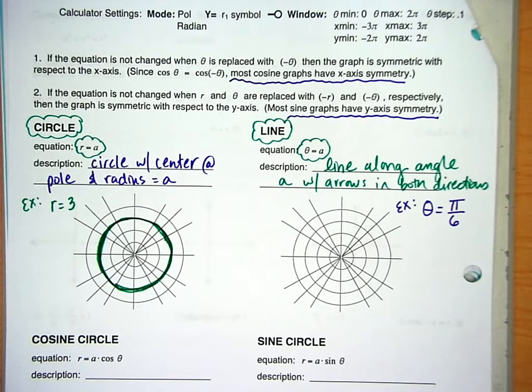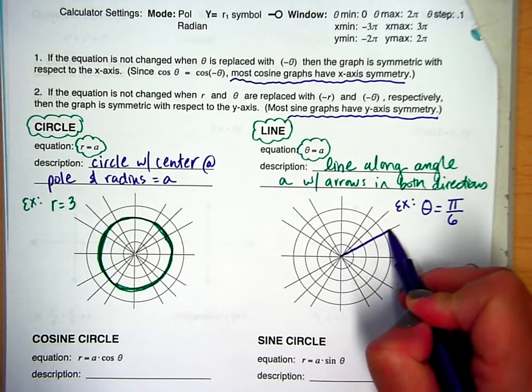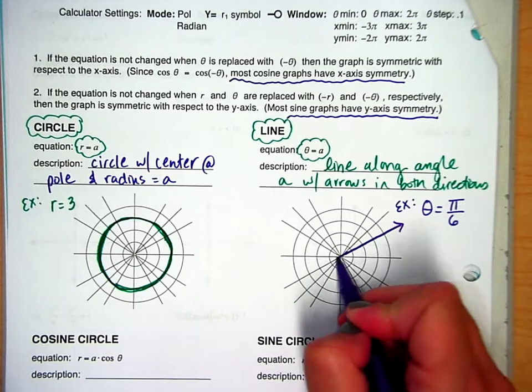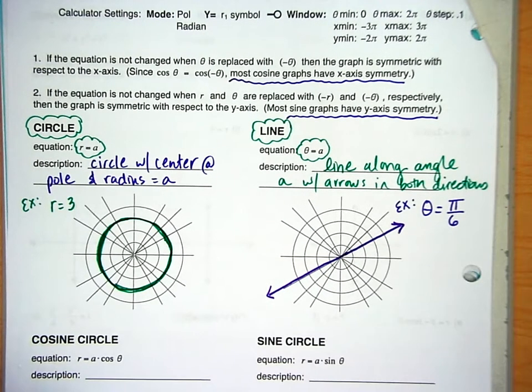And these are going to be given to you in radians. So I go along that angle pi over 6, which is right here, 30 degrees. And it goes all the way, and it even crosses over into the other quadrant as well. Arrows in both directions. That line could also be named theta equals 7 pi over 6, or theta equals negative 5 pi over 6, or theta equals negative 11 pi over 6, right? We've got lots of different names for that same line.